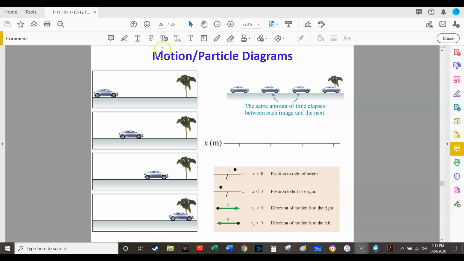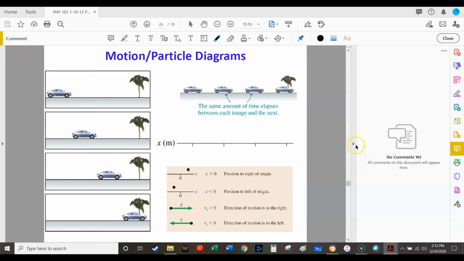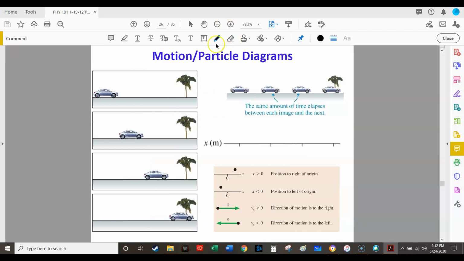Suppose you were taking a picture, and I'm going to mark up this document. To mark up the document, go to comments, and this will pop out when you hit comments right here, and then you can push it back in right there. There are some tools here. You've got your drawing tool, you've got your eraser, and you can draw shapes. You can also change the color of those tools as well.